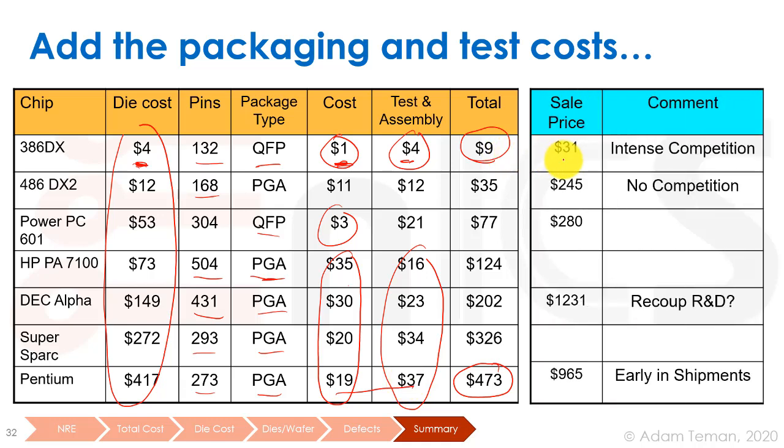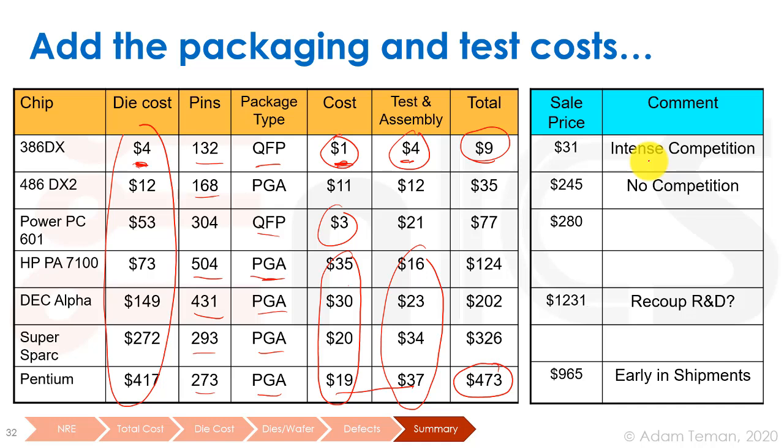So the 386, they sold it for $31, which is a nice multiple on the price, but the actual absolute sale price is only $22 over the cost of the die. And the reason that it wasn't that high is because they had intense competition, and at that time the AMD processors were big competitors to the 386.